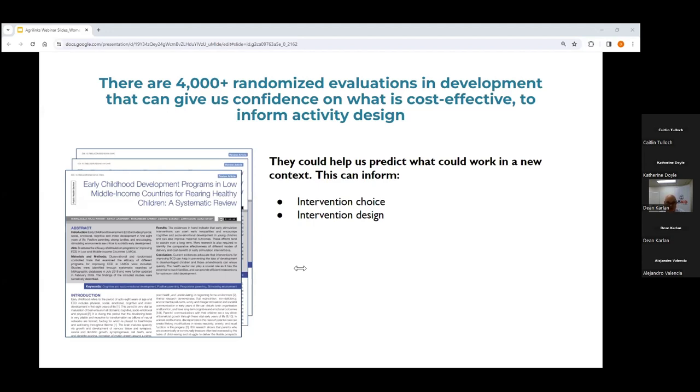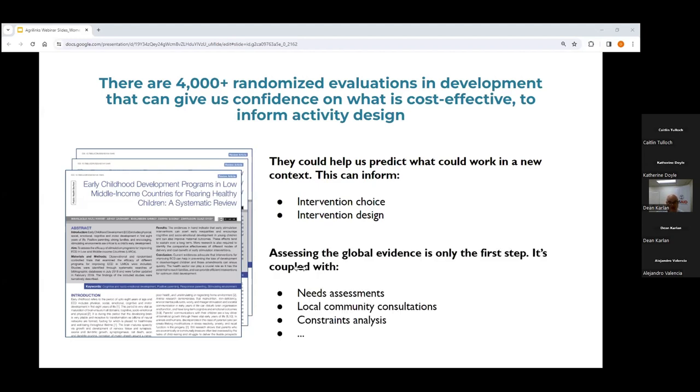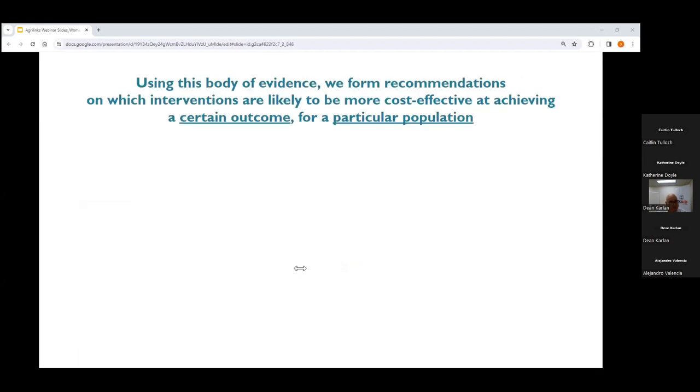This is tremendously useful information to tell us which interventions and approaches we might want to include in our activity design, solicitation materials, et cetera. But just because it's tremendously useful doesn't mean that we think cost effectiveness is the only thing worth considering. Responsibly doing evidence use necessarily means combining that evidence of cost effectiveness with local information and other forms of knowledge to arrive at decisions. This is likely to include needs assessments, community consultations to understand the context better, institutional assessments, et cetera. So how do we go about assessing which interventions tend to be particularly cost effective at achieving certain outcomes for certain populations?